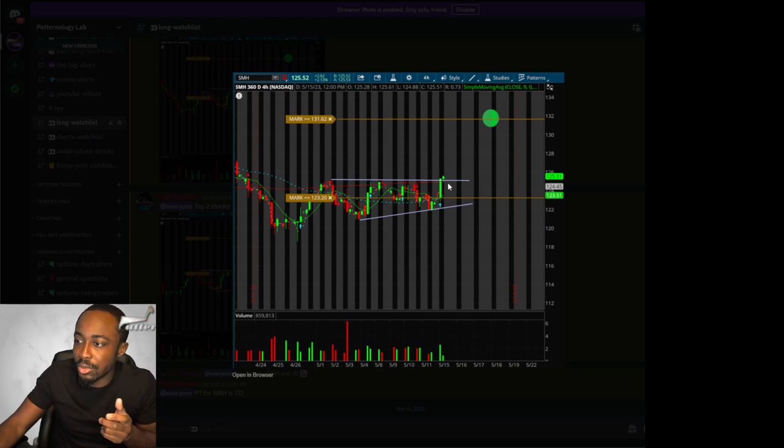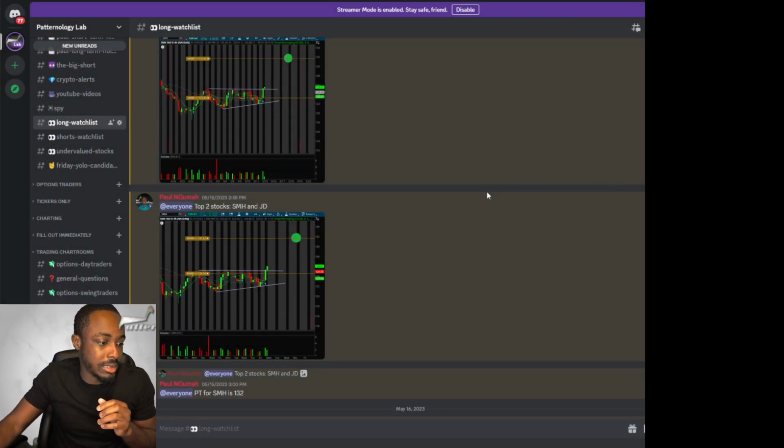And this one played out really nice. As you can see, the breakout was there. I alerted everybody in the Discord that it was going to go all the way up to 132. I was patiently waiting for this one. I was waiting on the market because the market was looking kind of sus as well. Now I'm gonna show y'all the details of the trade.